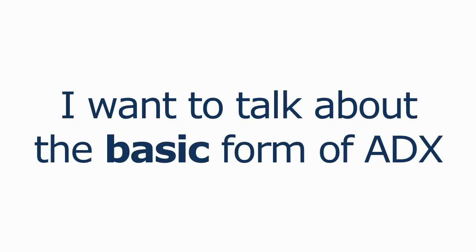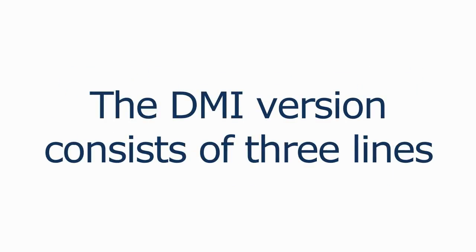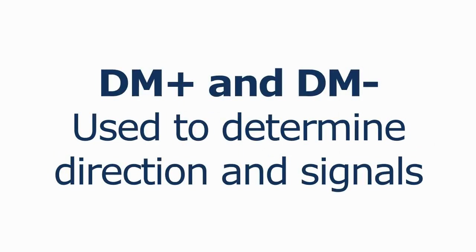I want to talk about the basic form of the ADX as opposed to the DMI version and the difference between the two. The ADX is composed of one line and helps a trader determine if a market's trending and the strength of that trend. The DMI version has three lines, which include the ADX line, plus two other lines that we call directional movement lines, DM plus and DM minus. They're often used to determine trend direction, and they can be used as buy and sell signals when they cross, and that's called DI crosses.